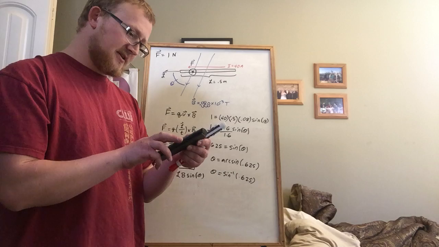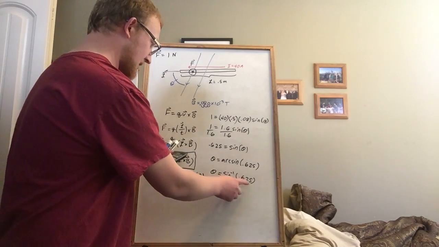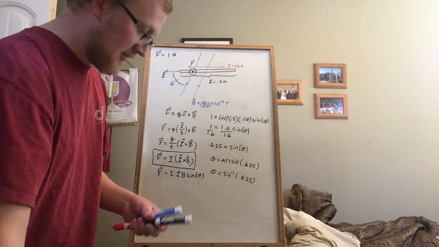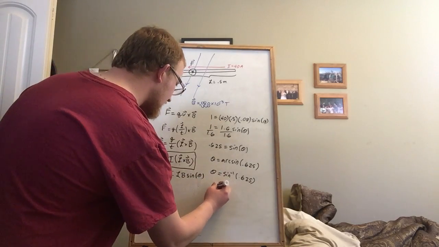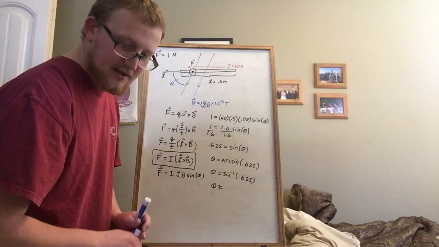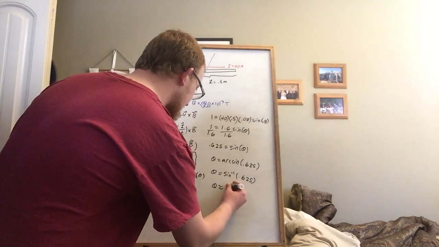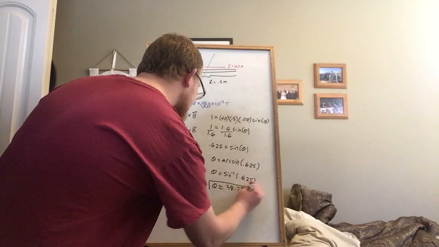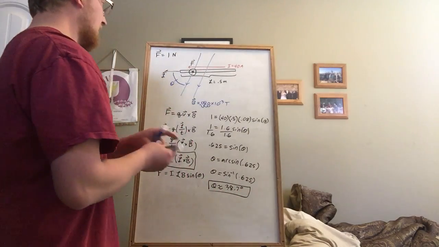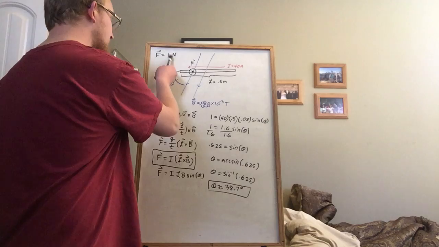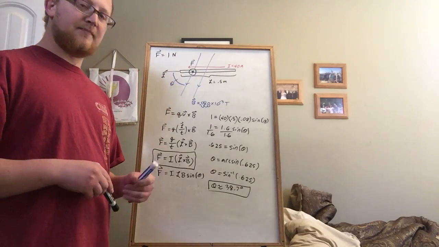So I'm going to take the arc sine of 0.625, and I get an angle of approximately 38.7 degrees. And so that is the angle that this wire must make with the B field in order to give that 1 Newton force that we measured.